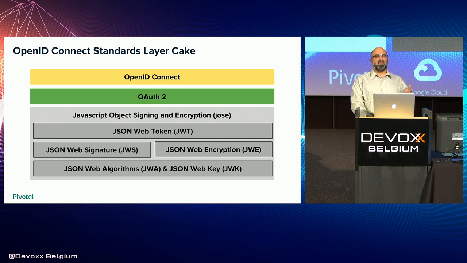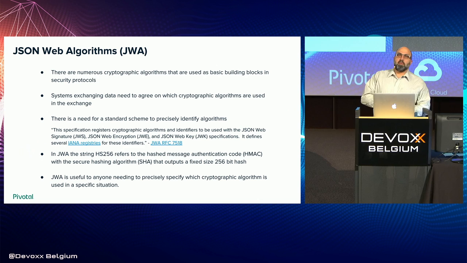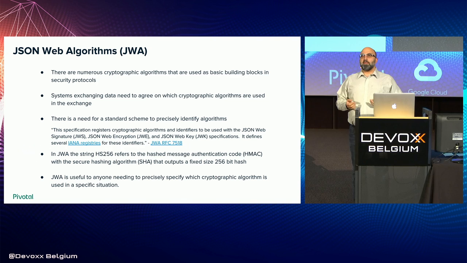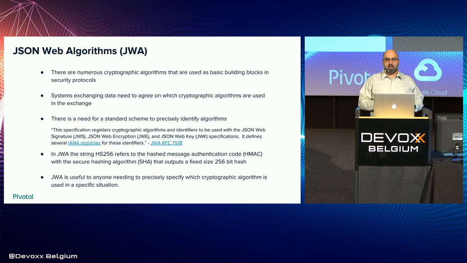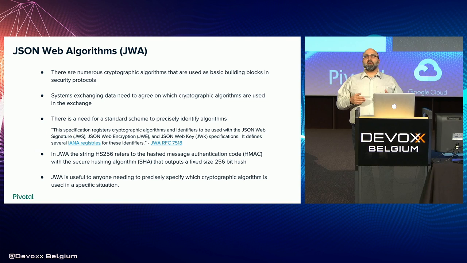At the bottom, we've got this thing called JSON Web Algorithms. Let's focus on what problem this solves. If I send any of you an encrypted message, you would need to know what encryption algorithm I picked to encrypt the message in order to be able to decode it. So any system that's exchanging data that involves cryptographic algorithms needs to agree on which algorithms are used. So effectively, what this standard is, is a list of strings that identify specific algorithms.